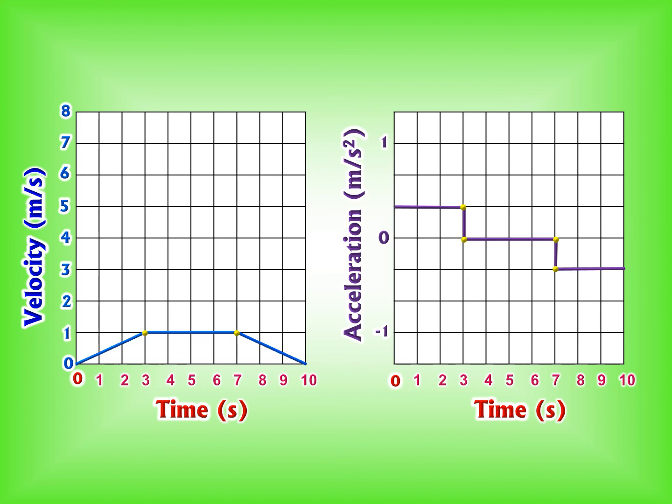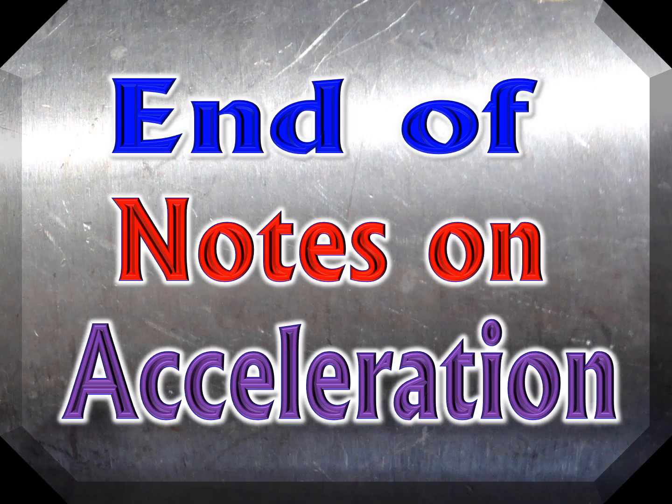0 acceleration is when you have a constant velocity. Like notice where the velocity is flatlining, that means acceleration is 0. So maybe now you can picture this better. I thought it was better to show you than to just describe it in words. That is the end of the notes on acceleration.